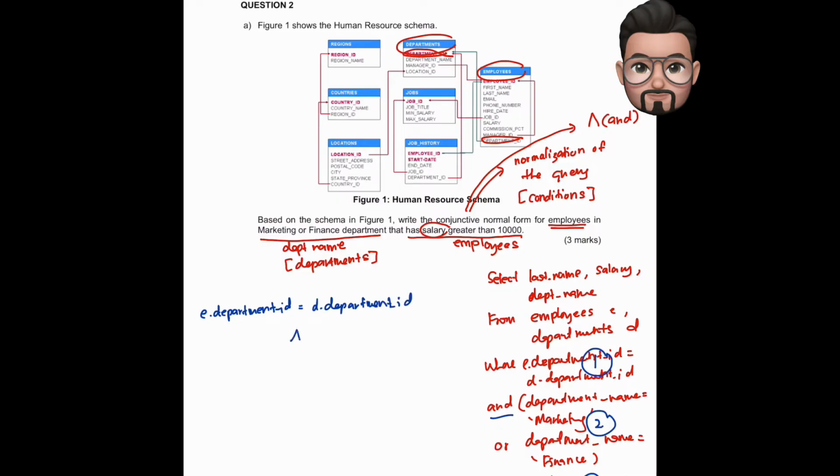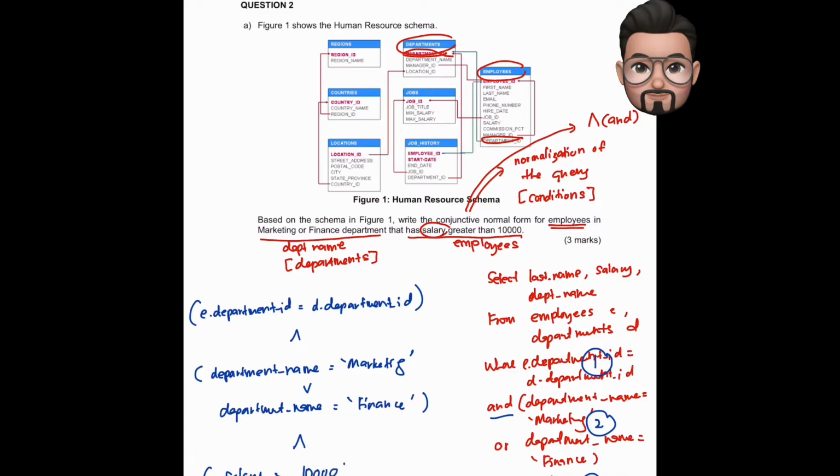And what is the second condition? This is our first condition. The second condition is department name equals marketing or department name equals finance. And the last condition is salary greater than 10,000. So this is our conjunctive normal form for this query.